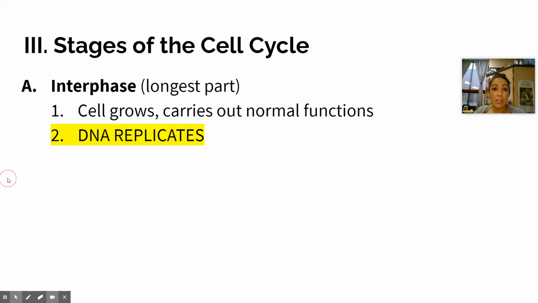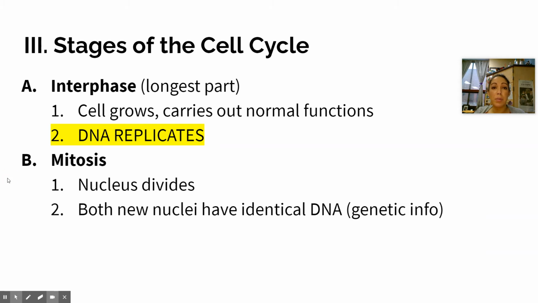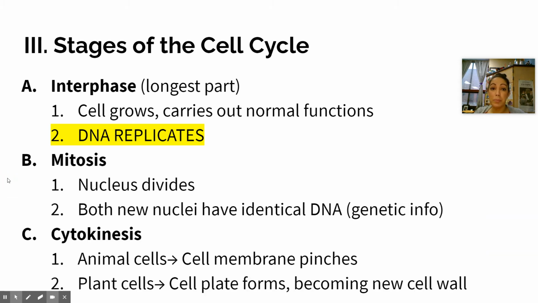So cells go through a life cycle, much like people do. It goes through 3 parts of its life cycle. The longest part of a cell's life is what we call interphase. Interphase is where that cell is just living its life. It's carrying out its everyday functions.